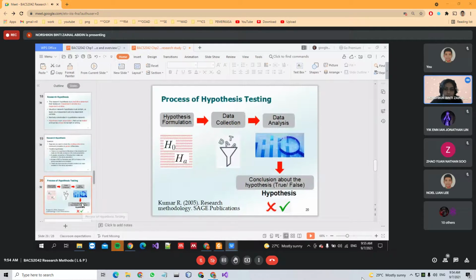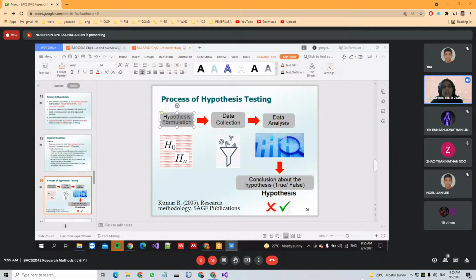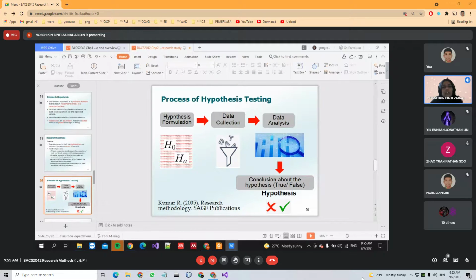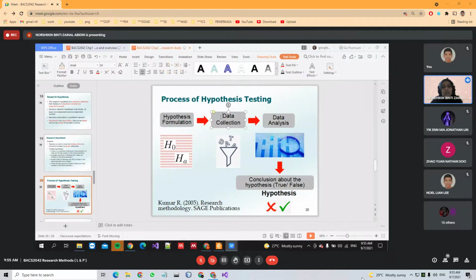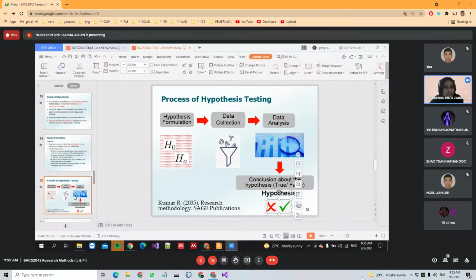That's that for hypothesis. And then the process of how to come out with a hypothesis. First, hypothesis formulation. You already come out with your hypothesis, and then you go for data collection and analyze the data. After you analyze your data, you will conclude: is what you wanted to justify true? Is it accepted or is it rejected? It can be both, as you can see here.